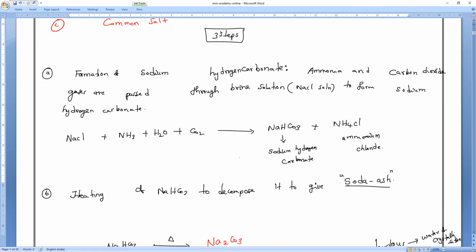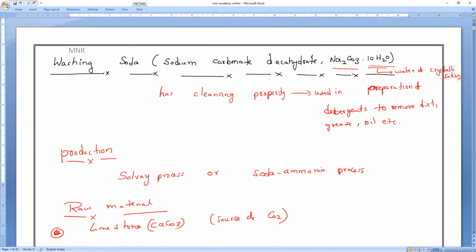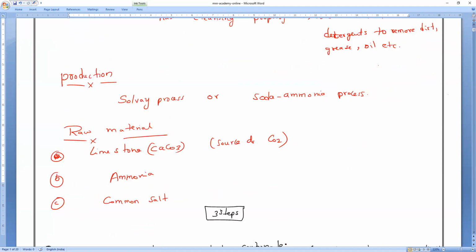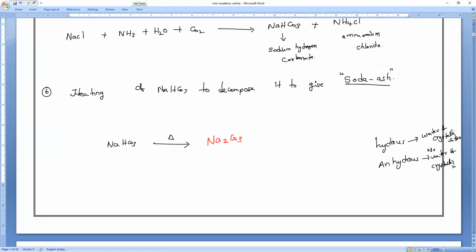Actually, what is the water of crystallization formula? You can check it here. What is the washing soda formula? Na2CO3 dot 10H2O. Yes or no? So this one is called anhydrous sodium carbonate. This is what we call soda ash. What do we call it, everyone? We say soda ash, plus it will decompose into carbon dioxide plus water.